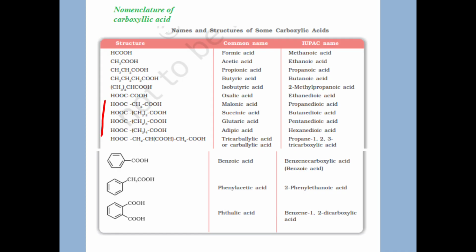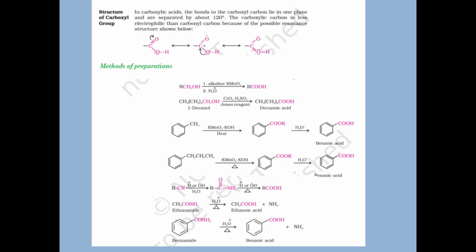Benzoic acid, this is phenylacetic acid, this is phthalic acid. Structure of the carboxylic acid. The carbon here is sp2 hybridized. The acidic property arises due to the lability of the proton from this group and due to the stability of the carboxylate anion as the conjugate base.